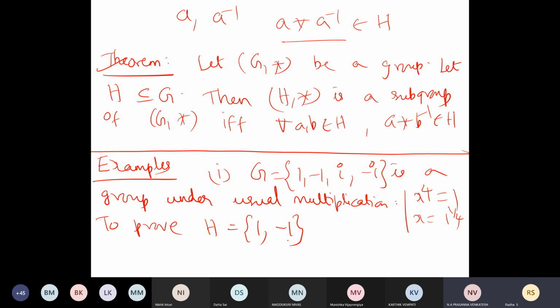One important thing: the order of the subgroup always divides the order of the group. There is a theorem. Wait, I'll tell you. You need not go for the proof of the theorem. For every theorem, just read the statement. That is enough. 1, minus 1 is a subgroup.